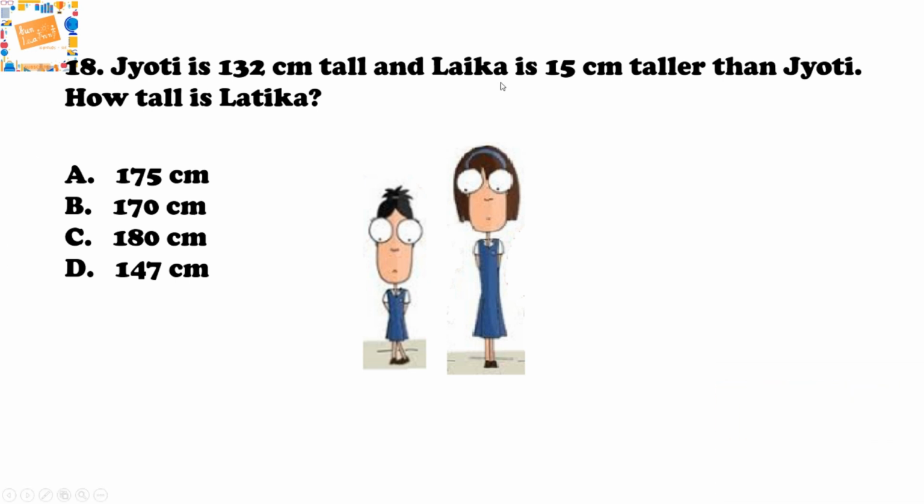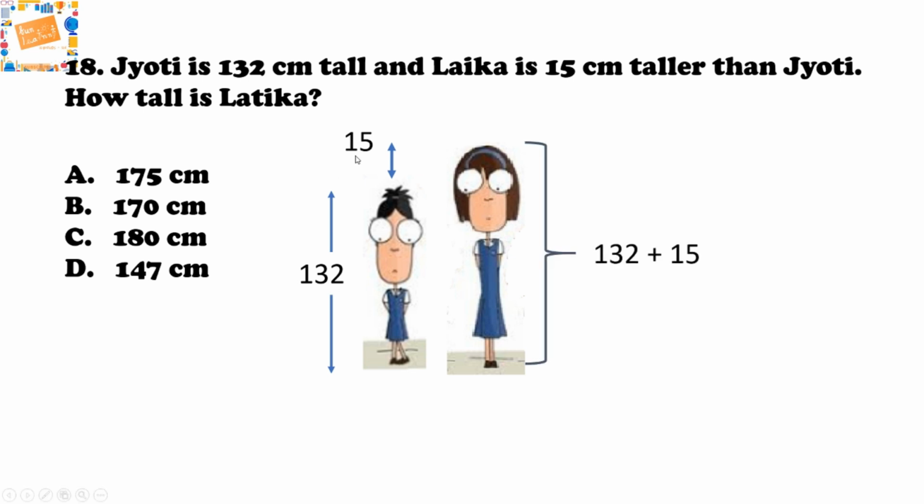Well, let's look at it together. Now, Jyoti is 132 centimeter tall and Latika is taller than Jyoti. So, the taller girl is Latika and the shorter girl who's 132 centimeters is Jyoti. Another information given is Latika is 15 centimeter taller than Jyoti. So the distance between Jyoti and Latika is another 15 centimeter. Now the sum of both of these heights is actually the height of Latika, which is 132 plus 15. Hence our correct answer is 147. That is option D.